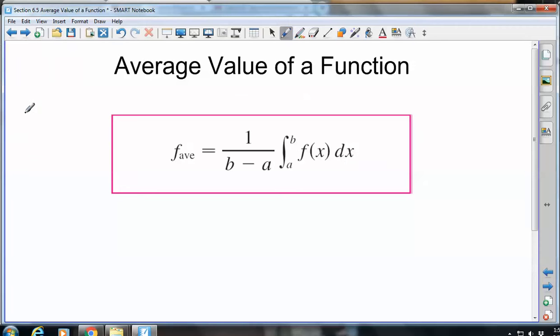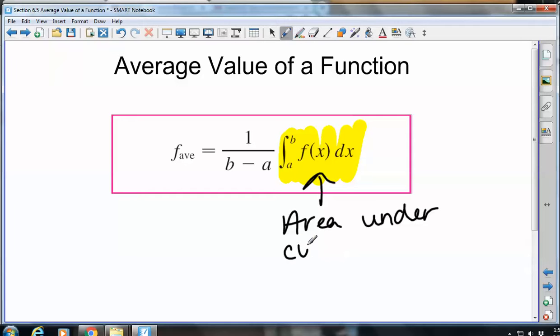Our average value, kind of skipped a slide, but that's okay, is 1 over b minus a times the integral from a to b of f of x dx. Okay, if you think about this, the integral from a to b of f of x dx, that's the area under the curve from a to b.